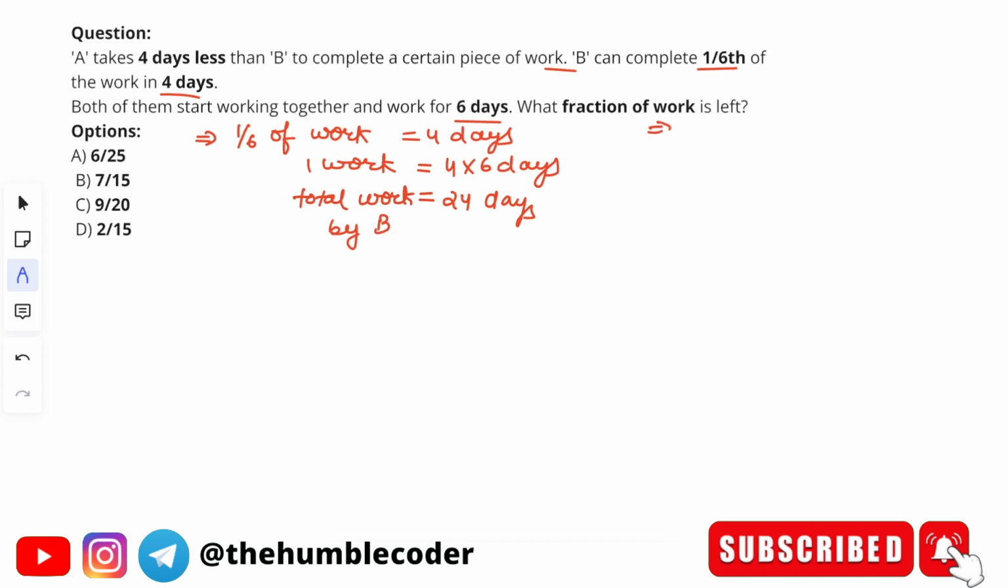In a similar way, now let's see how many days A will take. It is told that A takes 4 days less than B to complete a certain piece of work. So if B is completing in 24 days, A will complete in how many days? A will complete in 24 minus 4, because it takes 4 days less, right? So 20 days. So we have understood that total work will be done by B in 24 days, and total work will be done by A in 20 days.